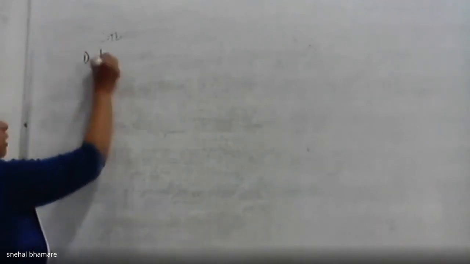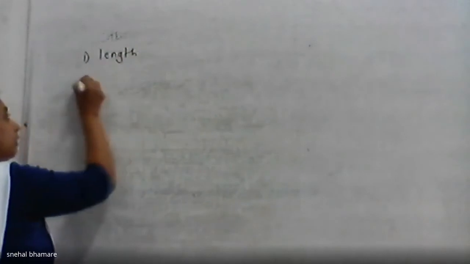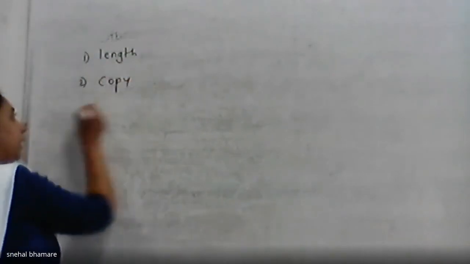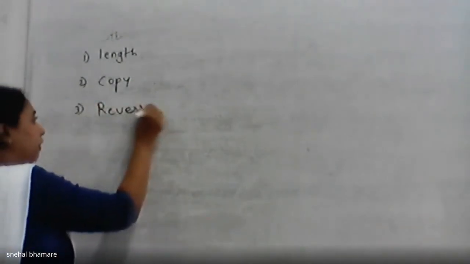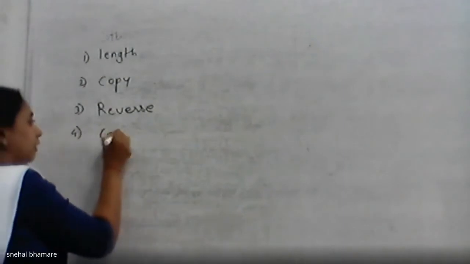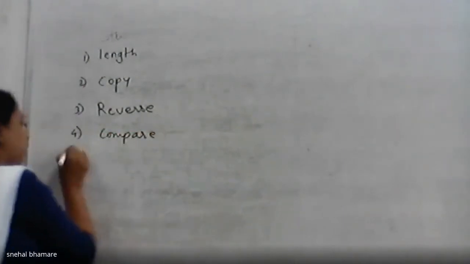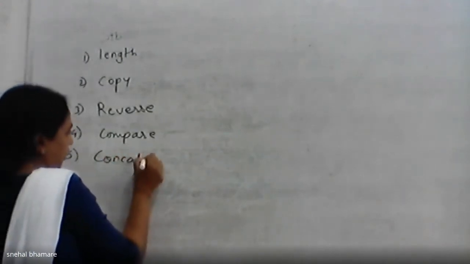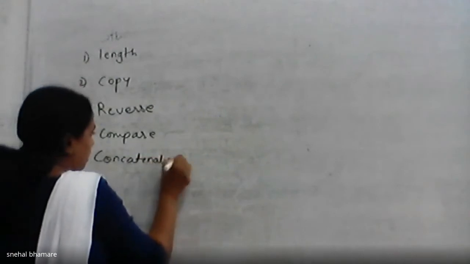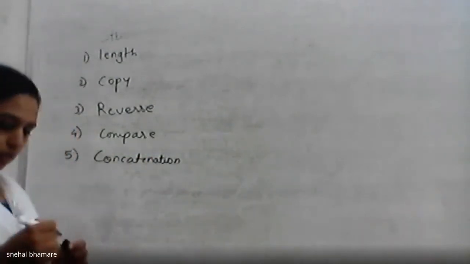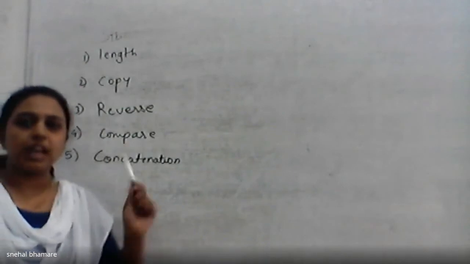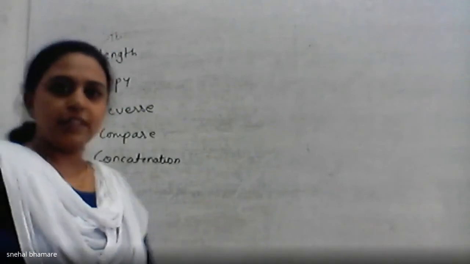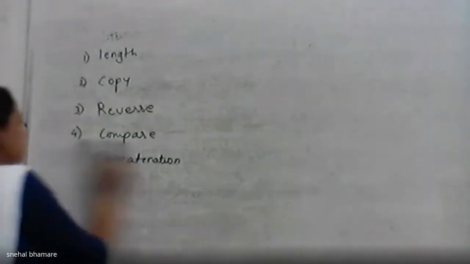The operations were: first operation was length, second copy, third operation reverse, fourth one is compare, fifth one is concatenate. Okay, these are the previous operations that are performed on strings, right? So we will see each of these operations, in the first operation as length.